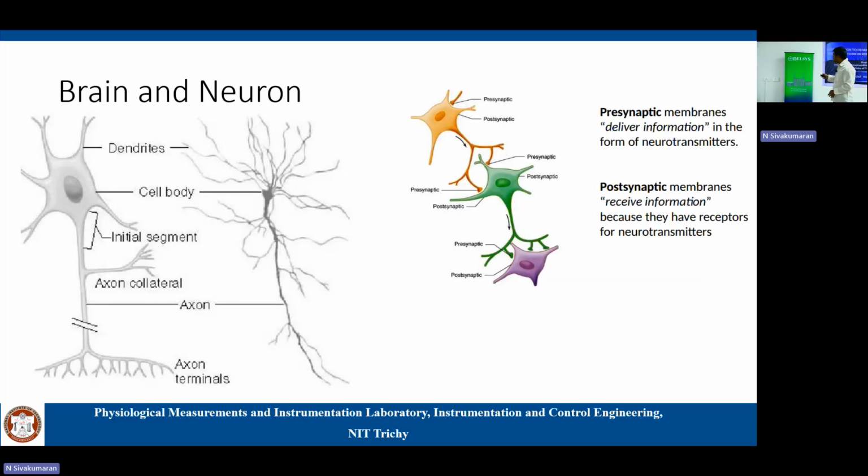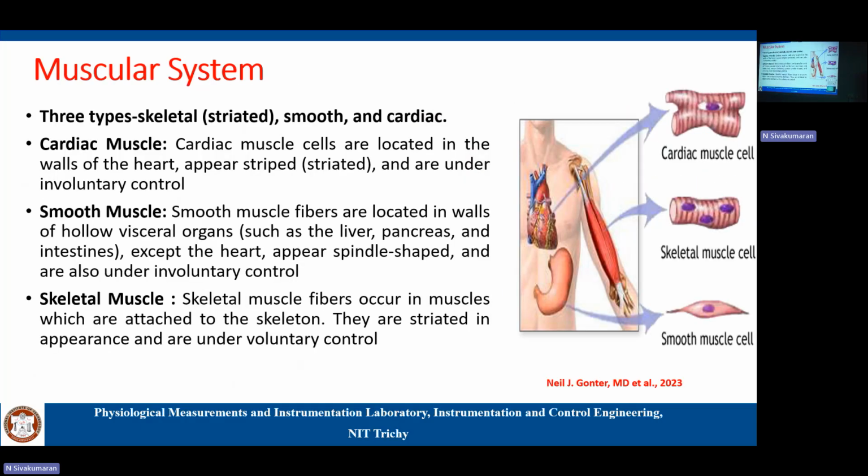As I said, a single neuron will be connected to thousands of neurons. We will again say postsynaptic, presynaptic, and so on. Neurons are generally connected to muscles. As I said, we have 600 plus muscles. Basically, the brain is composed of billions of neurons, and these neurons will be connected to about 640 muscles.